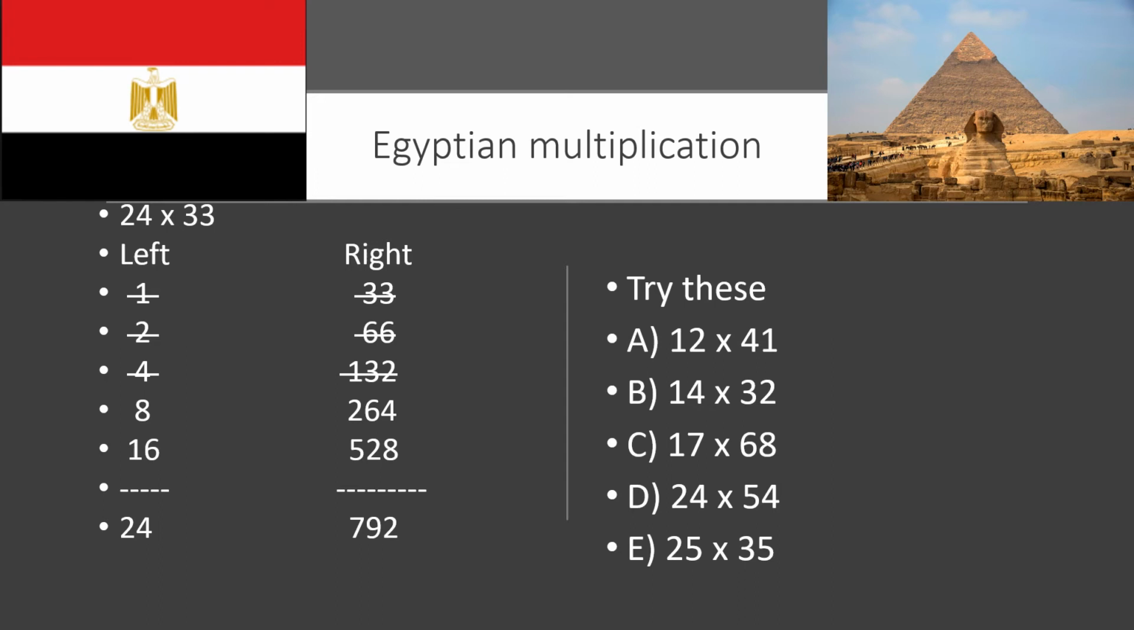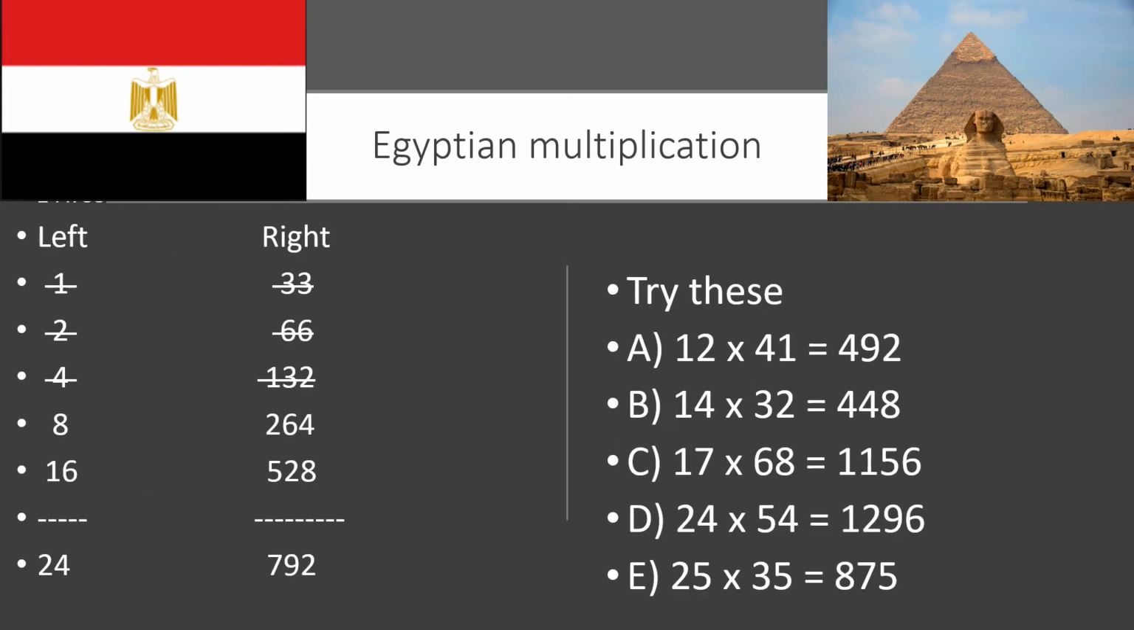Work out how you can add up the left-hand column to make the smaller number, cross out the ones you don't need and the corresponding ones on the right-hand side, add up the ones which are left over on the right-hand side, and there's your answer. So pause the video, try those 5 questions, and when you're ready to check your answers, press play again and we'll carry on.